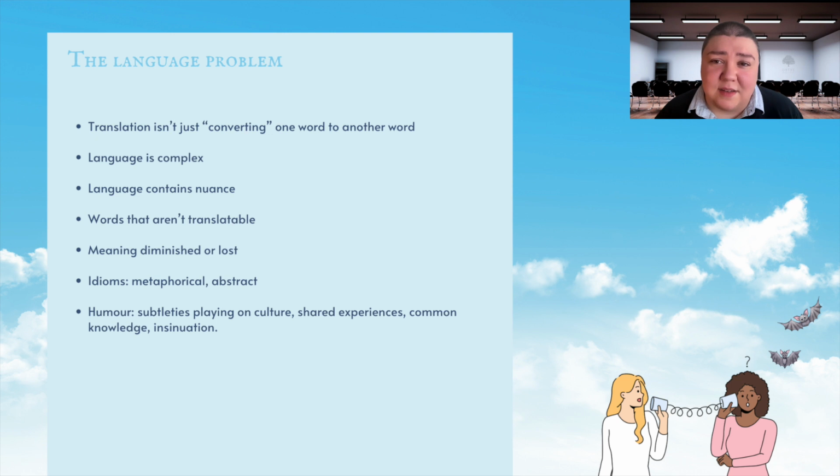Language is complex. Language contains nuance, intricate layers. One language can have a word that is not translatable into another language, not without its meaning being diminished or even lost. One of the last and hardest things people who are learning a new language grasp are things like idioms and humor, because idioms are metaphorical or abstract. Humor has subtleties that play on the fabric of culture, shared experiences of a group, insinuation. It is nuanced and complicated. People who are bilingual or multilingual will know this.